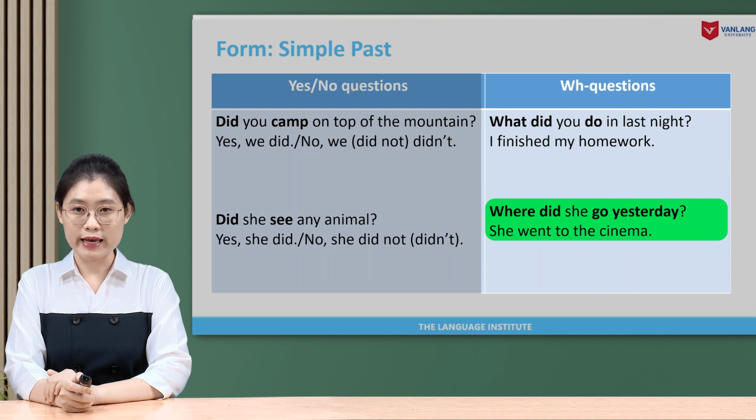Where did she go yesterday? We put the WH word where at the beginning of the question. After that, we keep the same structure as the yes/no question, auxiliary verb did, and then subject she, and then base form of the verb go. Where did she go yesterday? She went to the cinema.